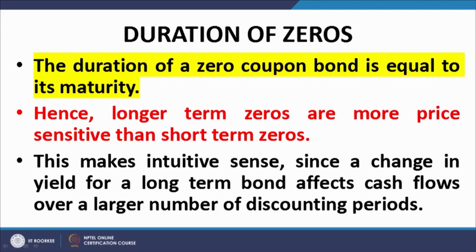So, let us continue from where we left off before the break. As far as zero coupon bonds are concerned, the duration of a zero coupon bond is equal to its maturity. It is quite elementary to establish this particular point. How do we do it?